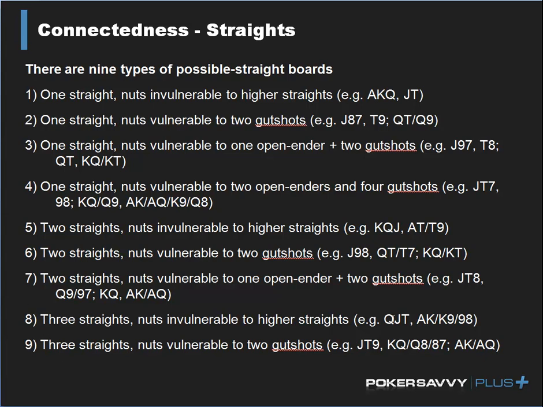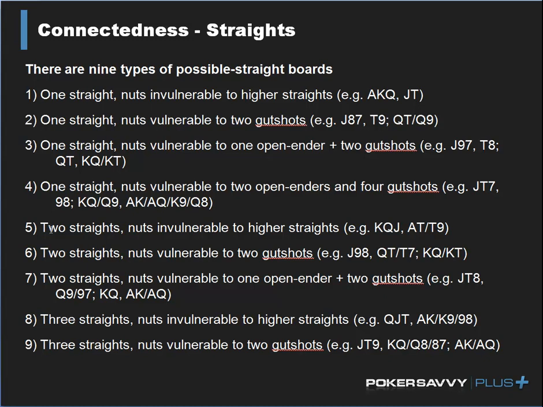There's only one example where it's invulnerable. It's Queen Jack 10 only, and all the rest of them, boards where there's three cards in a row, it's a relatively invulnerable nut straight. King Queen on Jack 10 9, Queen Jack on 10 9 8, and so on. There's I think about 8 of them total.